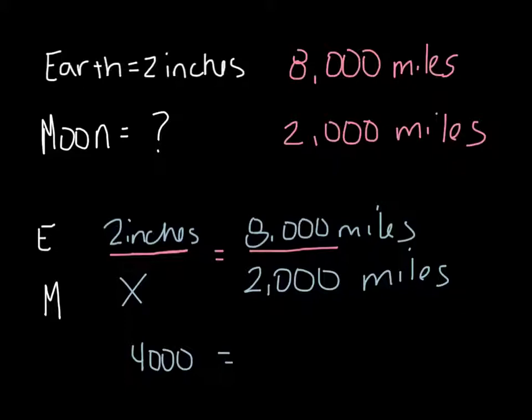So 4,000 is equal to, cross multiplying, x times 8,000. What do I get? 8,000x. And then how do I get rid of the 8,000 away from the x on the right hand side? Let's add another page here to give us some more room.